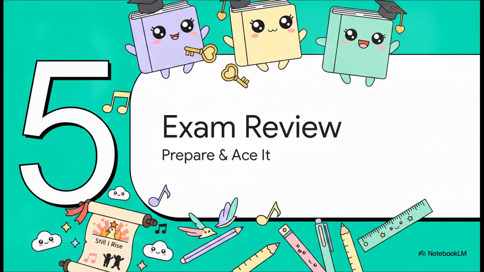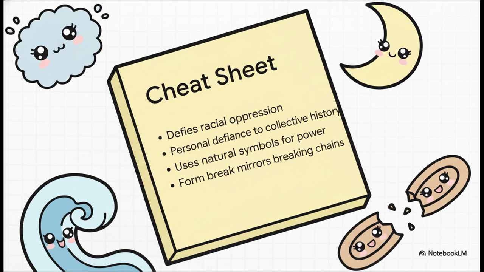All right, we've made it to our final module, Module 5, the exam review and quiz. Here is your quick review cheat sheet. If you get an essay question on Maya Angelou, you want to make sure you hit these key points. Remember that she is defying both racial oppression and sexist societal constraints. Note how the poem masterfully transitions from a tone of intense personal defiance into one of collective, historical victory.